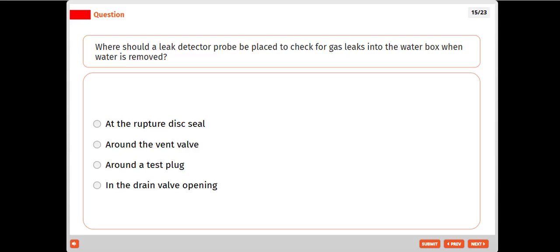Where should a leak detector probe be placed to check for gas leak into the water box when water is removed?